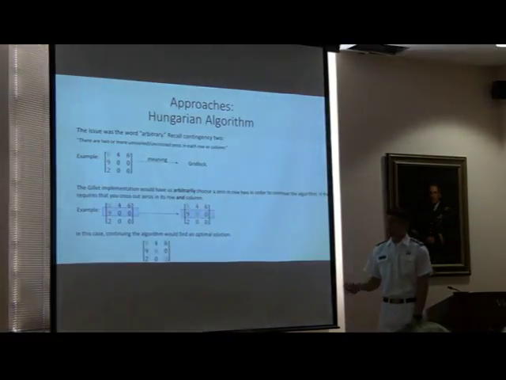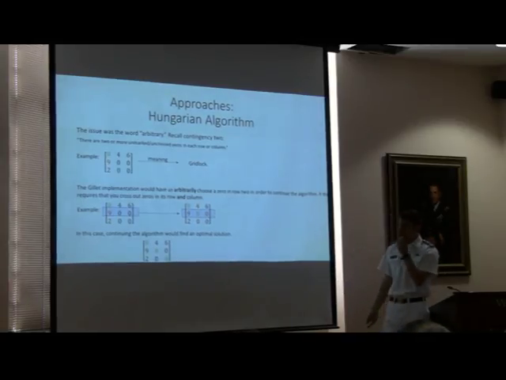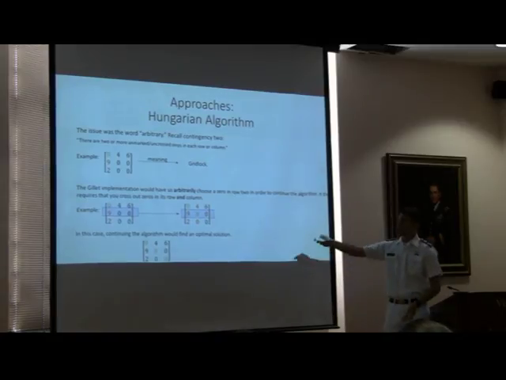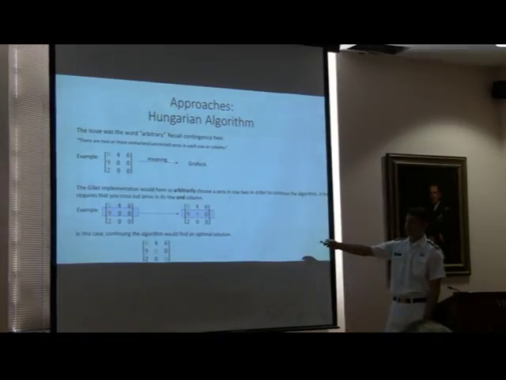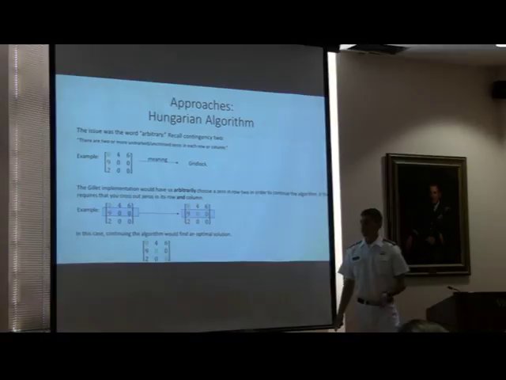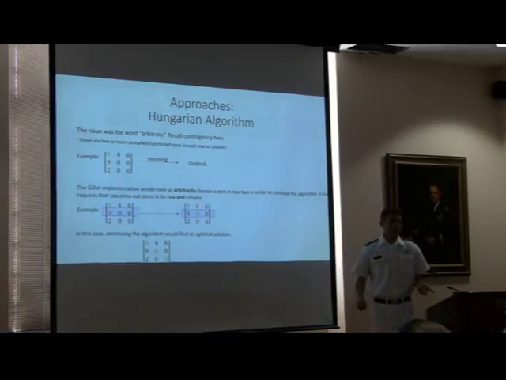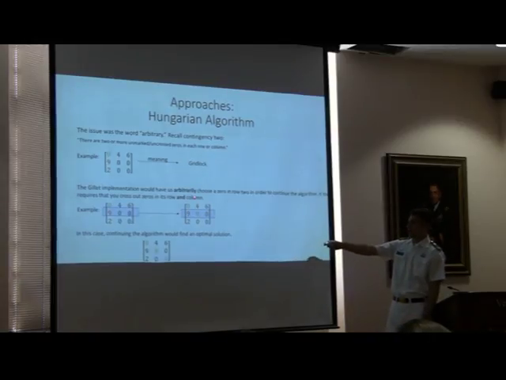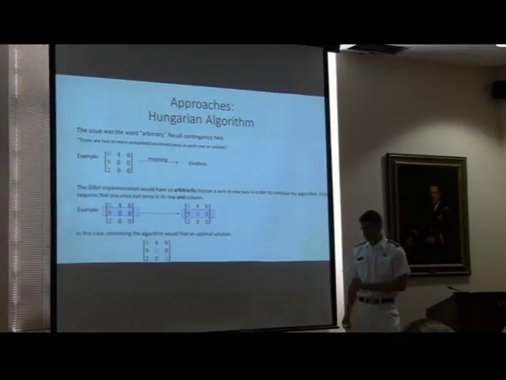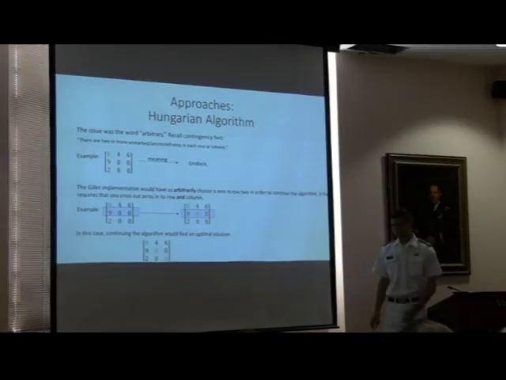So we found out that in Gillette's algorithm, the issue was the word arbitrary. Recall contingency 2. If there are 2 or more unmarked, uncrossed zeros in each row or column, you run into gridlock. This is what the Gillette implementation has you do: you arbitrarily choose a 0 in row 2 to continue the algorithm. So pretty much you just pick one. And when you pick that one, you cross out everything in the row and in the column. So that's really the only difference. In this case, if you continue the algorithm to completion, you'll find the optimal solution, and that's great.